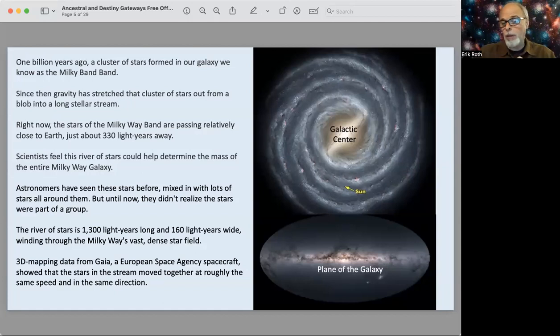At one time, actually, one of those clouds, I can't remember which one, was at the southern pole position. I think that was quite a few thousand years ago. Okay, so the River of Stars is about 1,300 light years long and 160 light years wide.